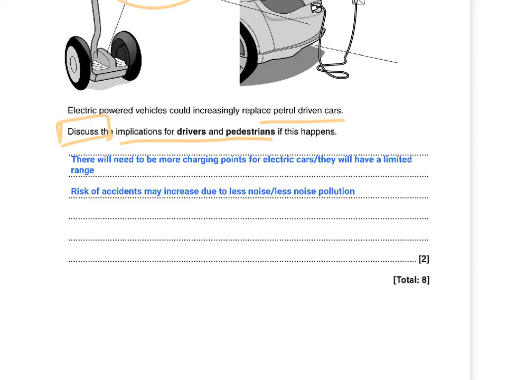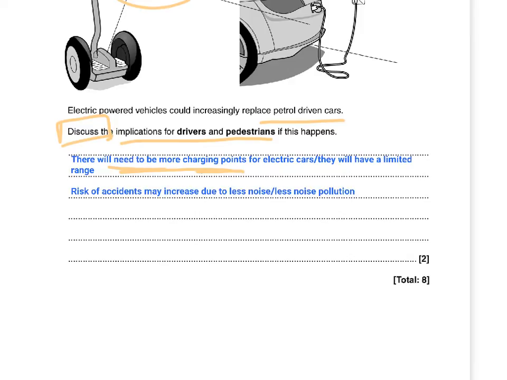Well, the first thing is we'd have to put in the infrastructure to support electric cars. It's just not there at the moment. So there would need to be more charging points for electric cars. They will have a limited range. So there are lots of points you could mention here, but the key thing that limits electric car technology at the moment is this lack of infrastructure, this lack of charging.